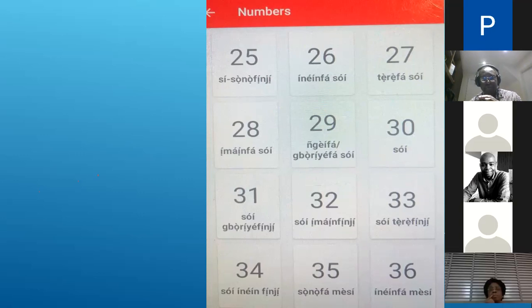I think the stress marks are wrong here, so it's not your fault. It should be ngeifa. The stress mark on the A should be falling. And then the boriefa, the stress mark should be falling. So it's ngeifa and Aneka boriefa soy. Can you take that? Fantastic. Okay.